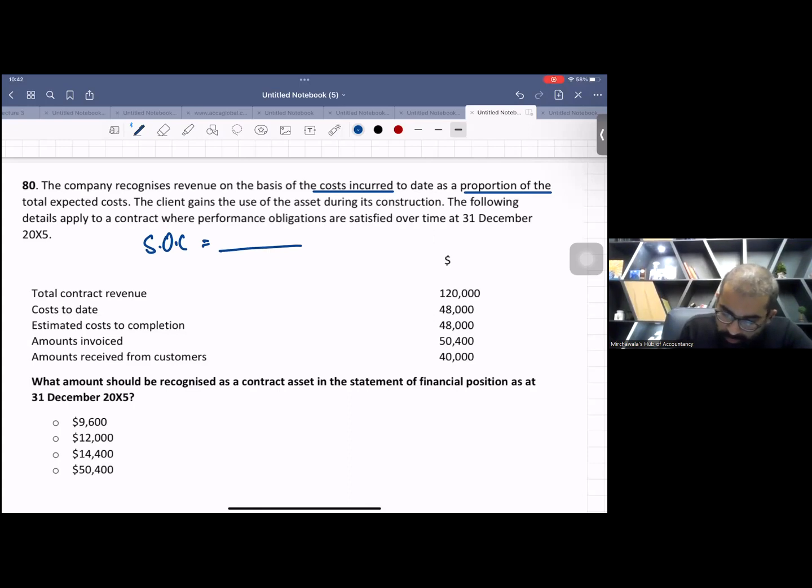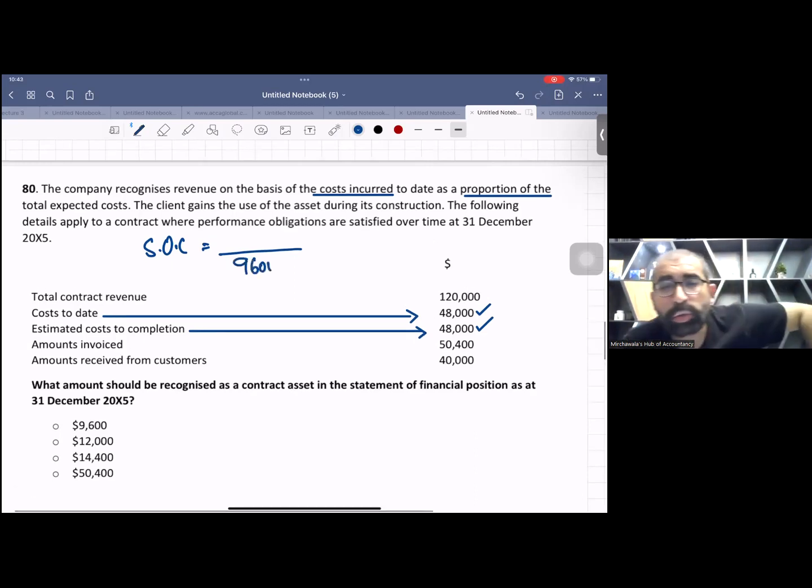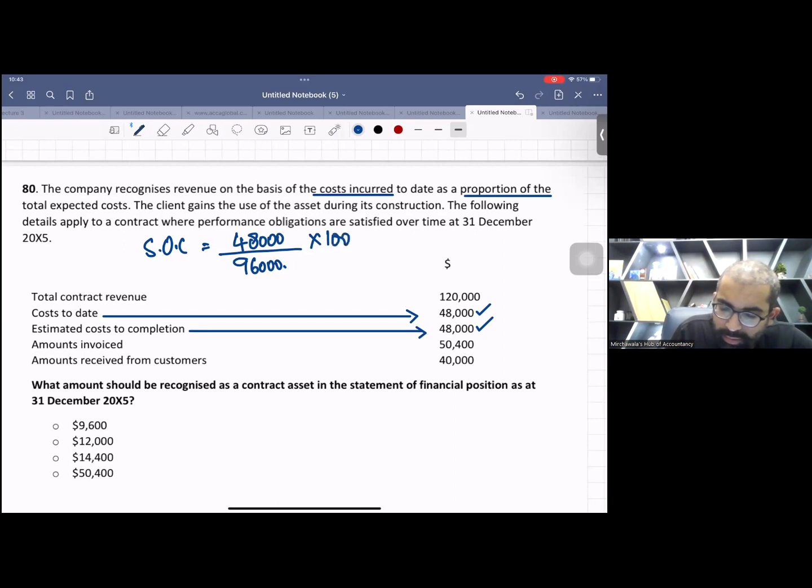Now, what is the cost incurred to date? 48,000. And what is the estimated cost to completion? It's 48,000. Remember, total estimated cost means cost incurred to date plus cost to complete. So 48 plus 48 is 96. 96,000 is the total estimated cost. And the cost already incurred is 48,000. So 50% is your stage of completion.